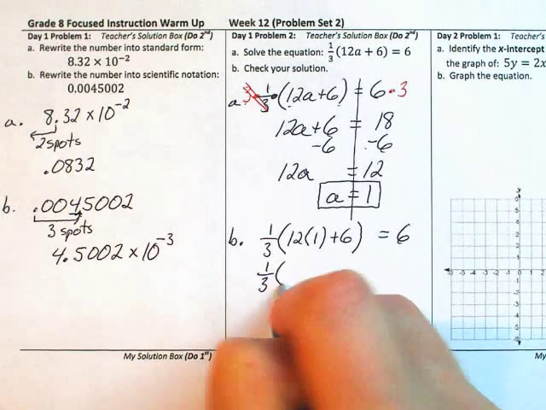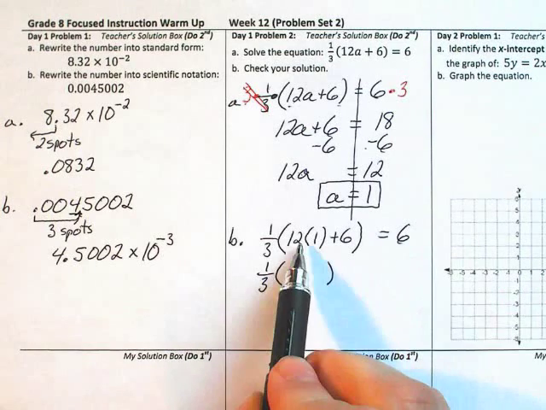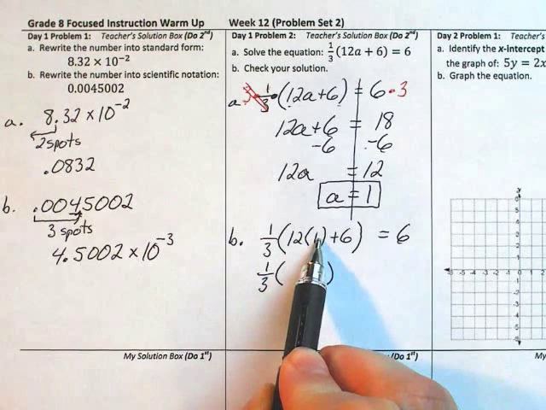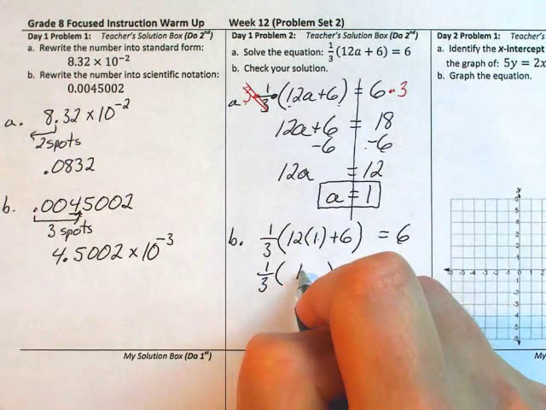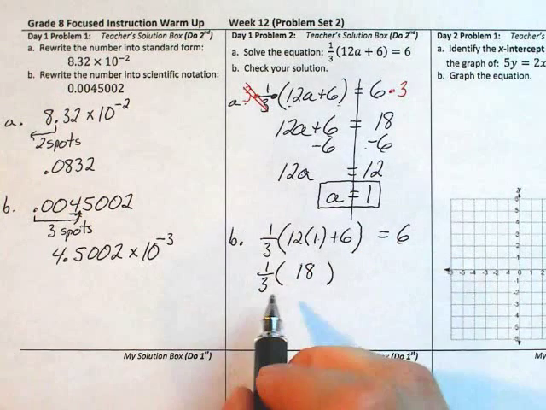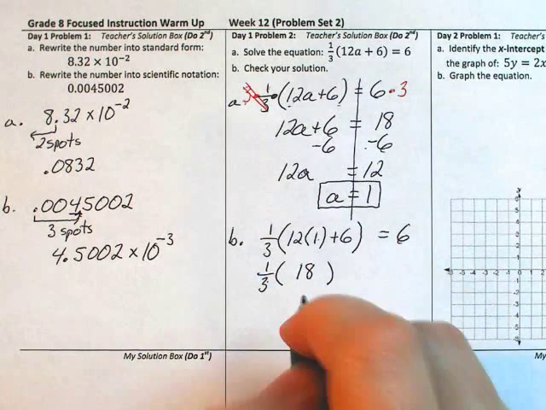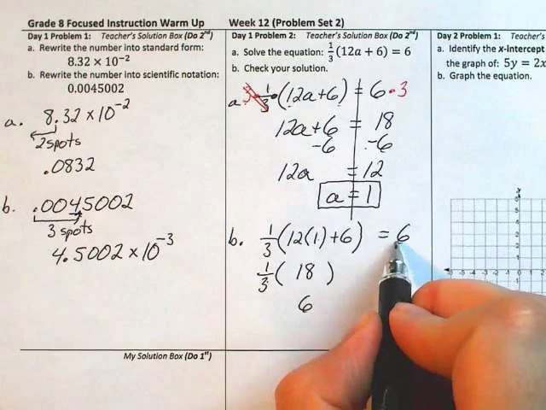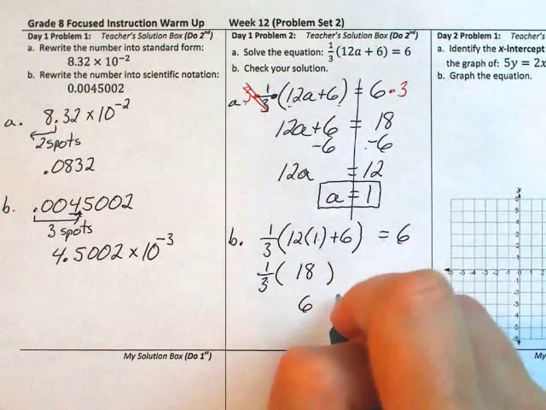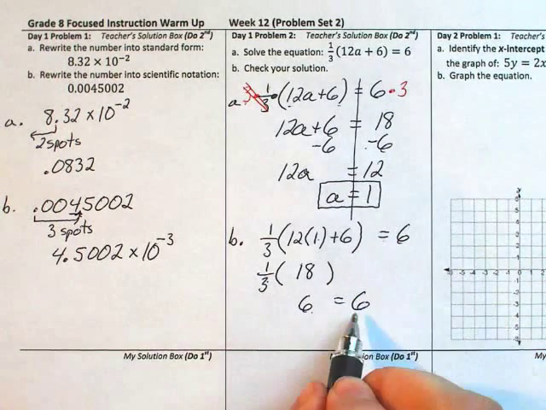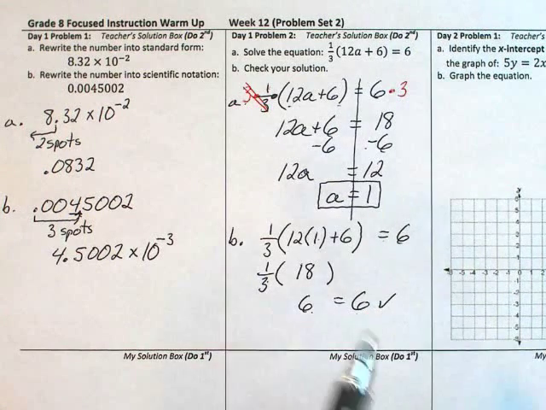Here's the 1/3. Now in the parentheses, 12 times 1 is 12. 12 plus 6 makes 18. What's 1/3 of 18? That is 6. The right-hand side also equals 6. And so this checks. A is equal to 1 is the correct answer for this equation.